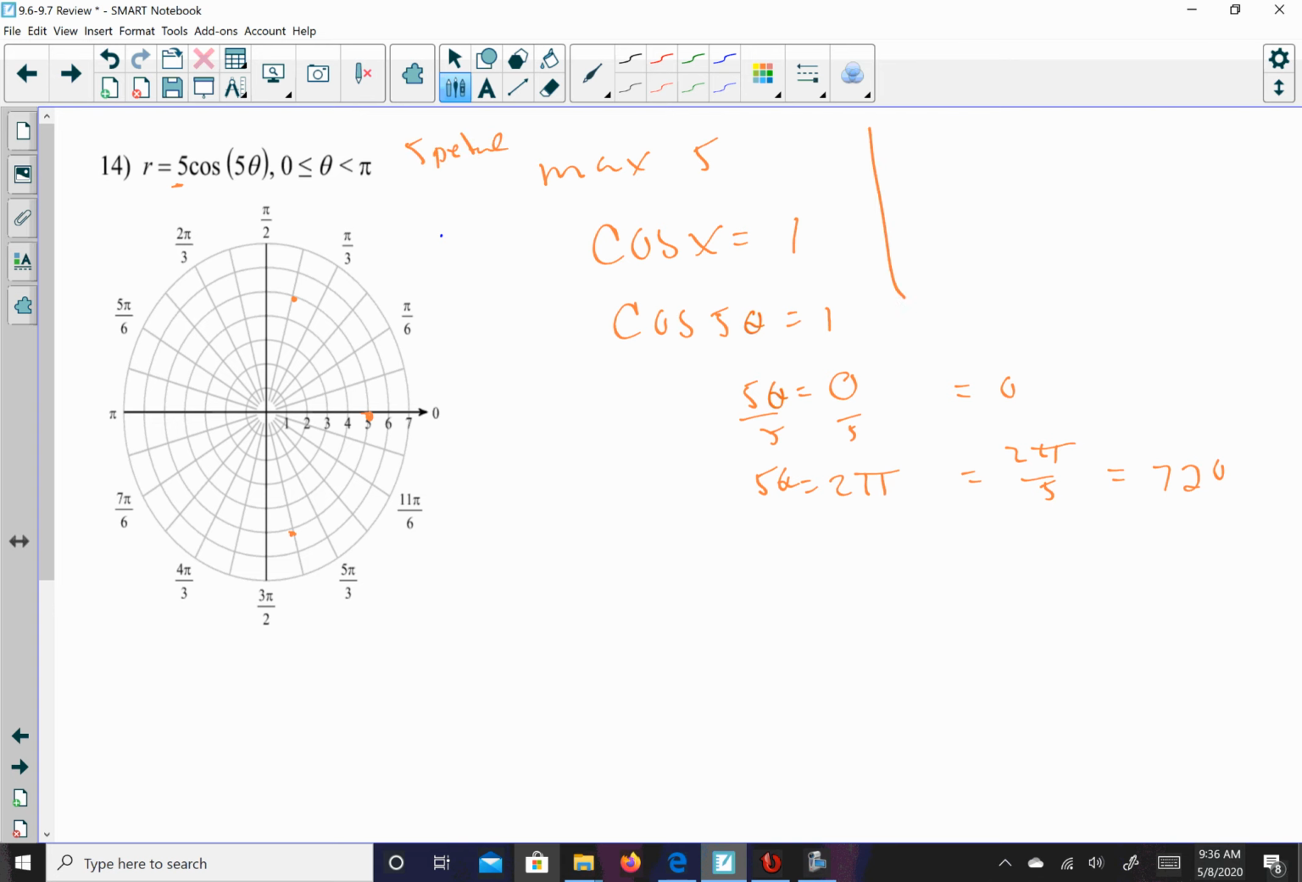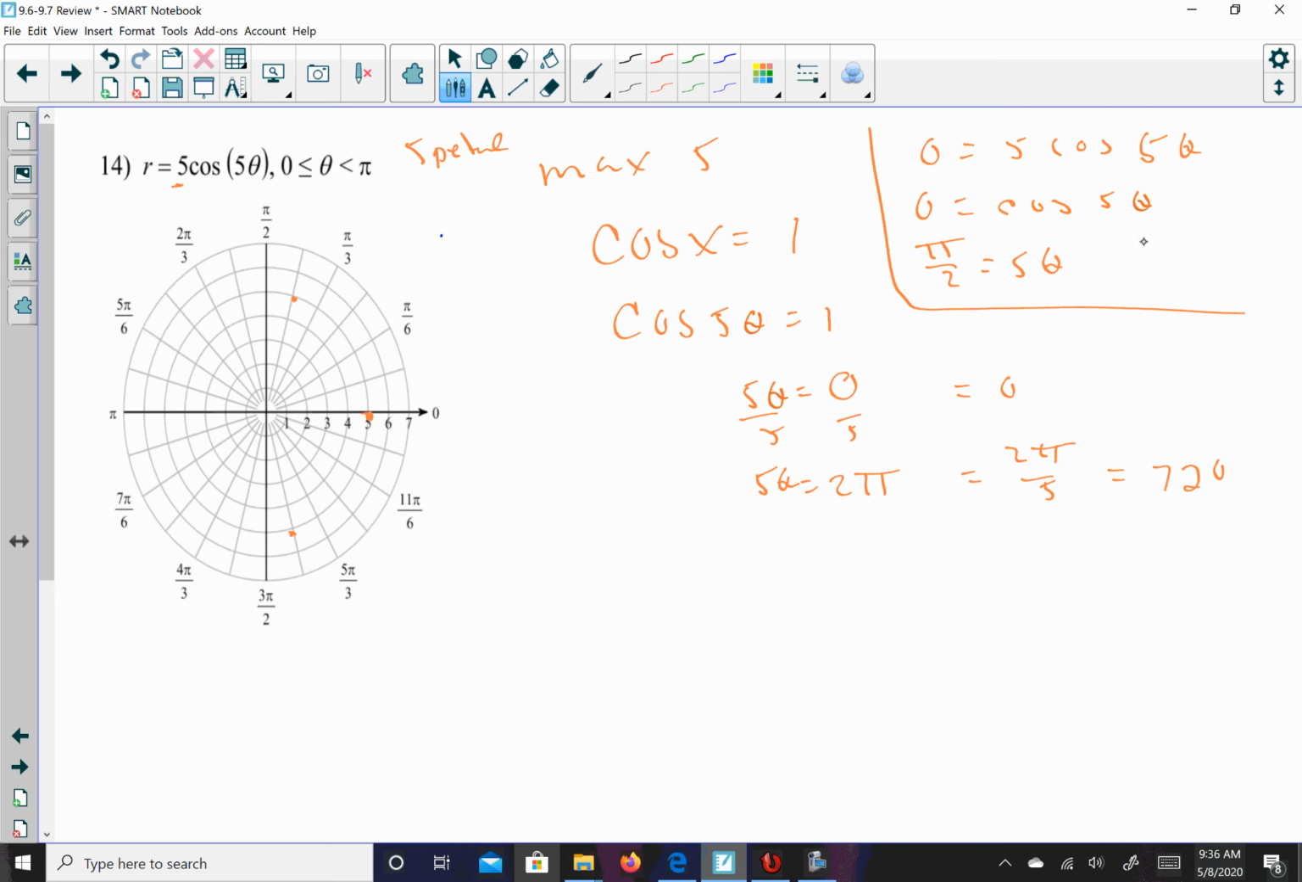I forgot to find my zeros, so let's find the zeros. 0 is how I find my zeros. Divide both sides by 5, and I get 0 is equal to cosine of 5 theta. When is the cosine equal to 0? Well, that happens at pi over 2.